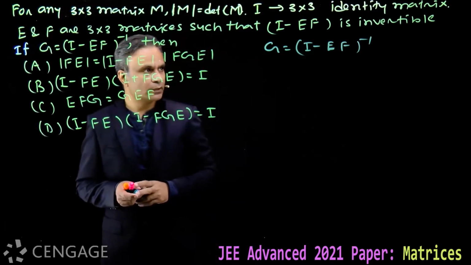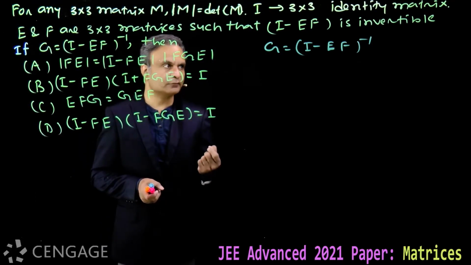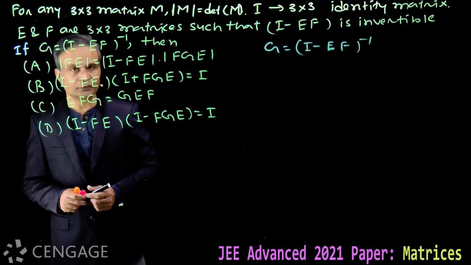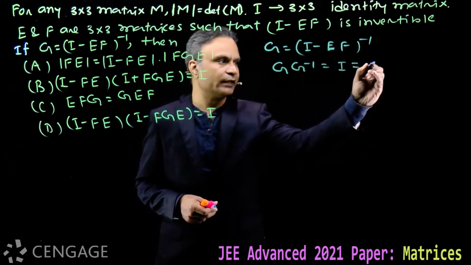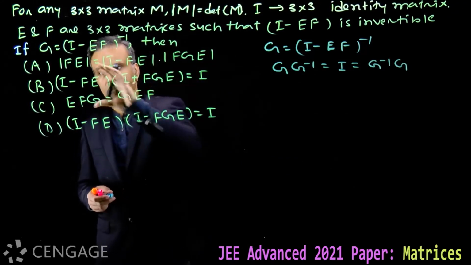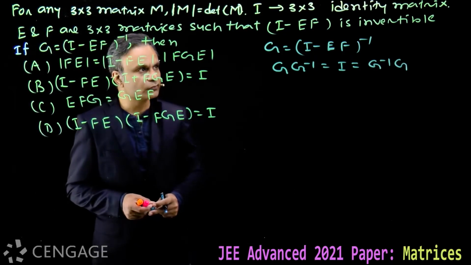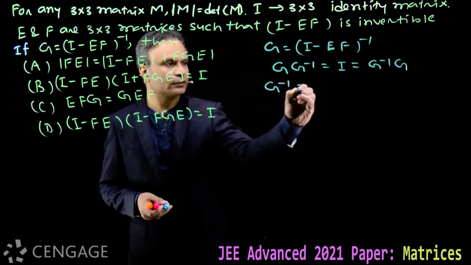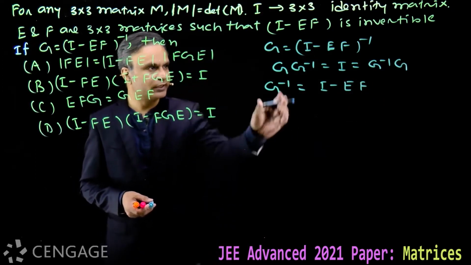Okay. Now from where can we start? This is the actual problem. From where should we start? We can use the property of inverse, that G inverse G is equal to I is equal to G G inverse. We have to use this because in the options we do not have matrix G inverse. We have matrices E, F and G. That means we have to eliminate G inverse. What is G inverse, by the way? G inverse is I minus EF. Okay. Put G inverse in this.